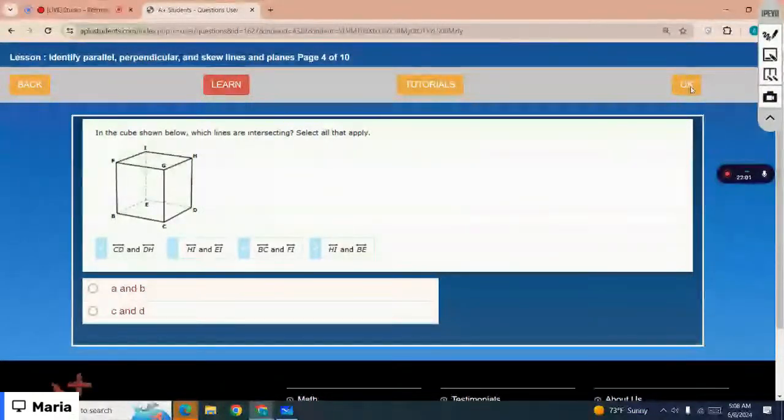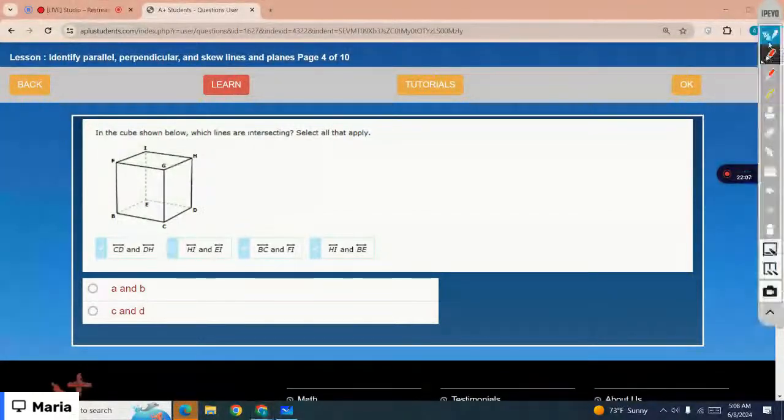In the cube shown below, which lines are intersecting? You have to find the intersecting lines, right? CD and DH. Here is CD and here is DH. They are the intersecting lines. Then you have HI and EI. Here is HI and here is EI that are intersecting. Then you have BC and FI. Here you have BC and here you have FI. They are not intersecting.